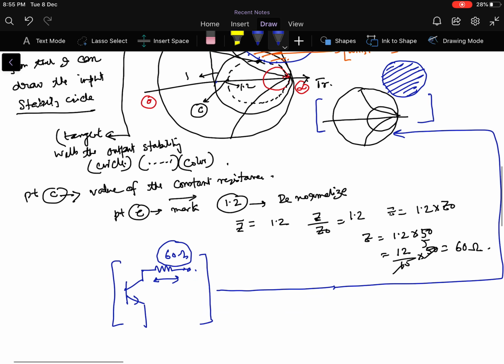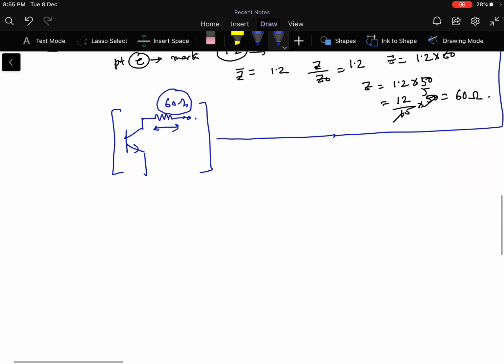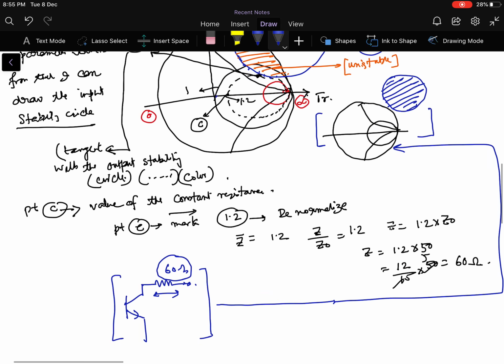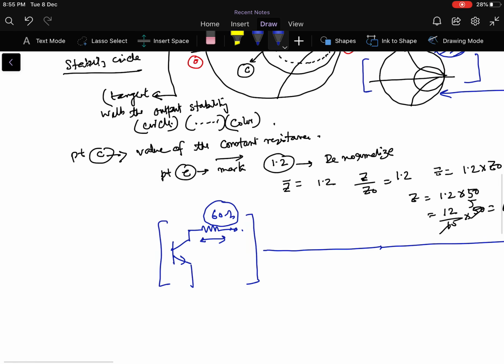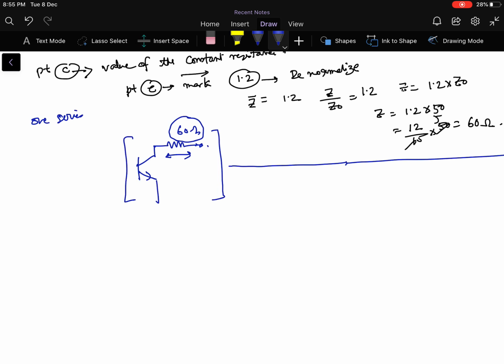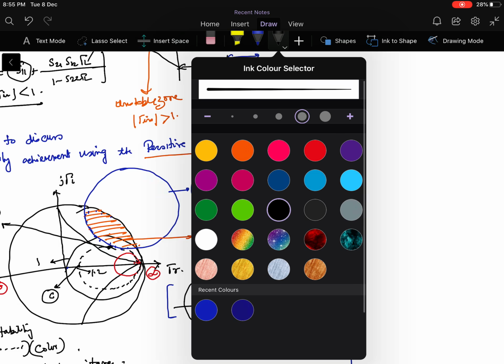In a similar way, I have connected it in series. Why? Because the point of tangency was marked from a constant resistance circle. Now there will be one more case of this. So the same figure I will draw. Let's say I am drawing the second case, stability circle. So that is maybe one series configuration. Now one more case will happen, so let me draw it here.